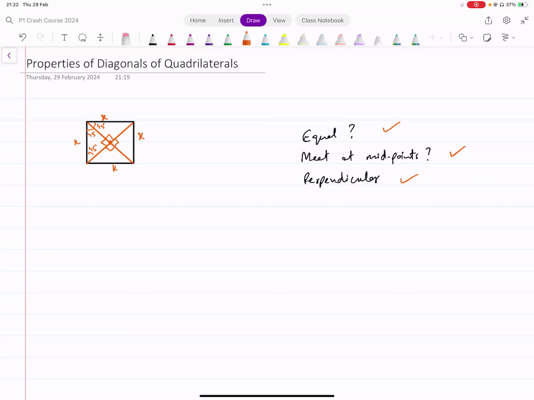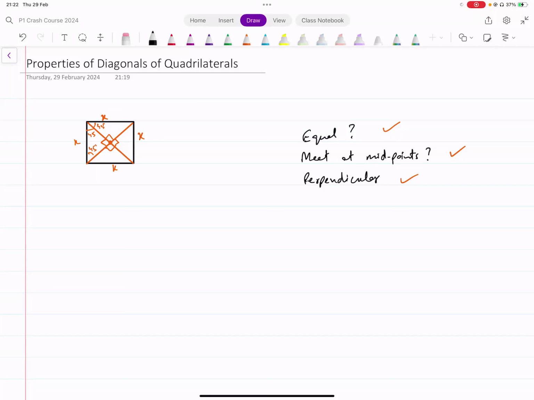Okay. These are the properties of diagonals in a square. They're both equal. They're both perpendicular to each other. And they also meet at the midpoint. For a square, you can also say the diagonals are perpendicular bisectors of each other. The diagonals of a square are perpendicular bisectors of each other.